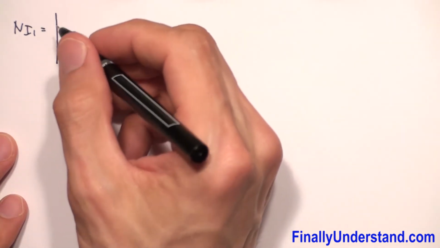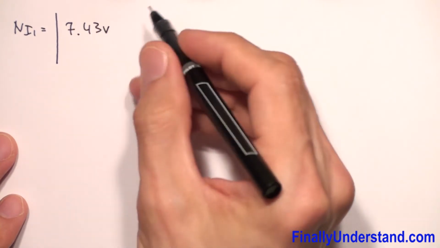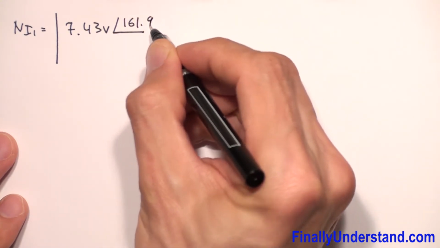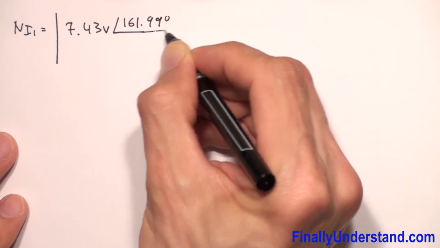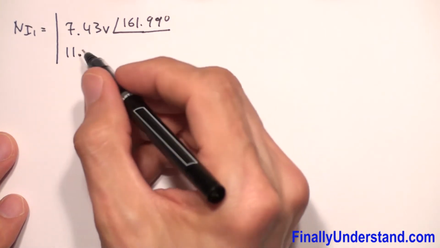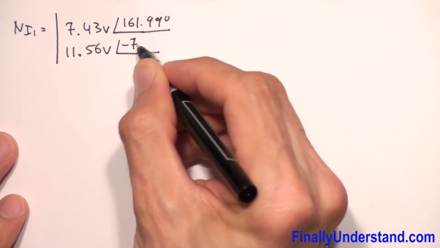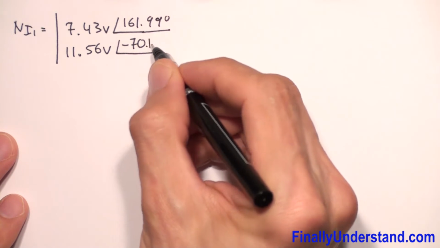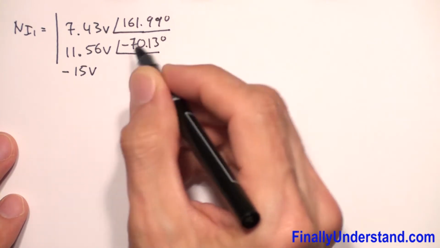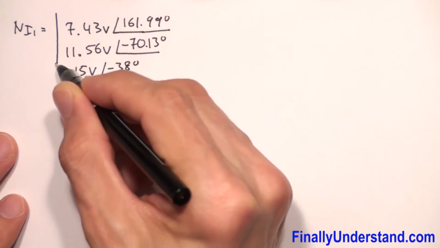Okay, these voltages. So I have the sum of the voltages in loop 1, 7.43 volts, and angle of 161.99 degrees, and I have my other voltage, I have 11.56 volts and angle of minus 70.13 degrees, and I have negative 15 volts and angle of negative 38 degrees.